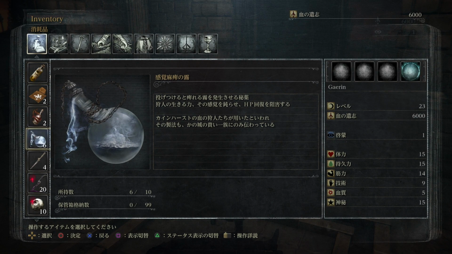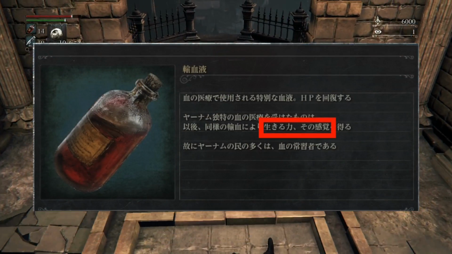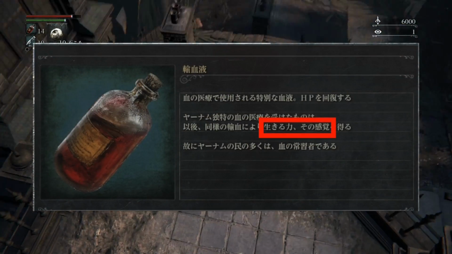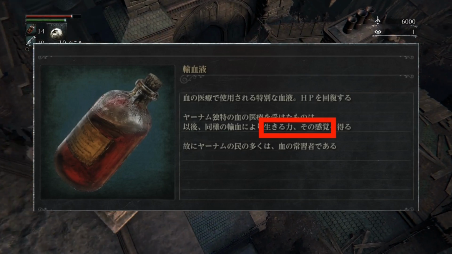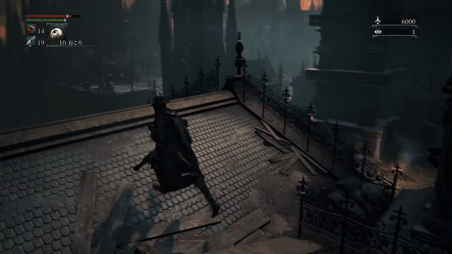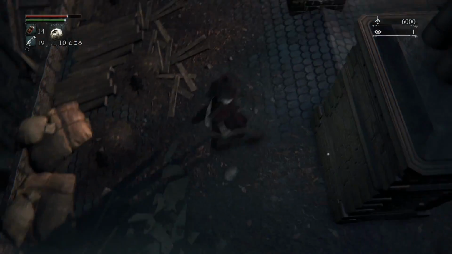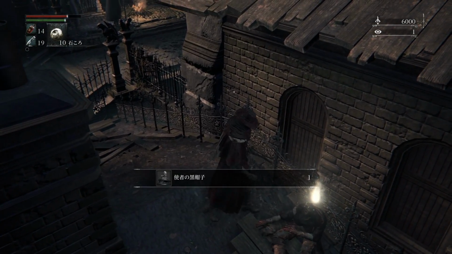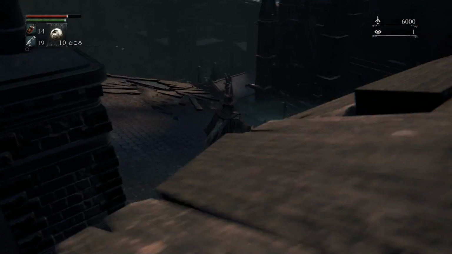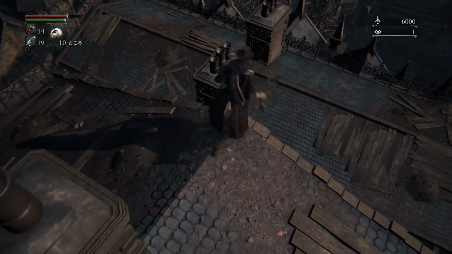So for the most part this is a pretty straightforward translation, but I'd like to draw your attention to one specific phrase. The Japanese in question here is ikiru chikara sono kankaku, and as you can see, it's a phrase that's also repeated on the blood vial. Literally this would translate to something like the power to live, that feeling. It's this phrase that's being translated as life essence on the numbing mist, and invigorating on the blood vial.